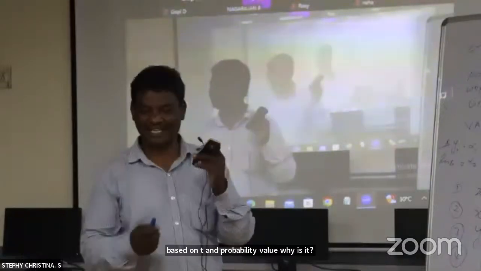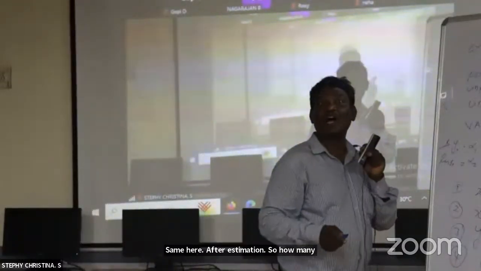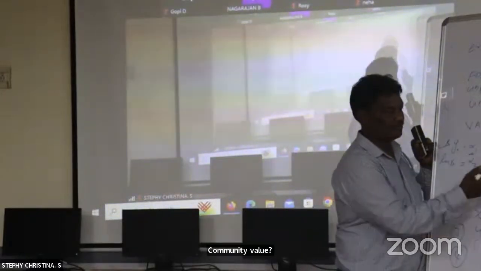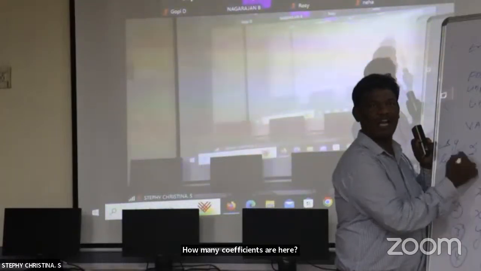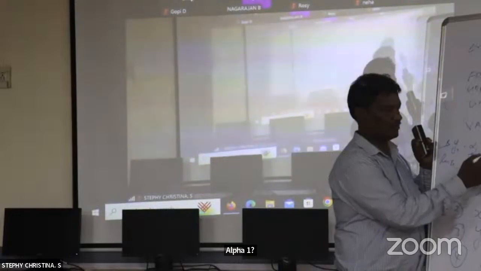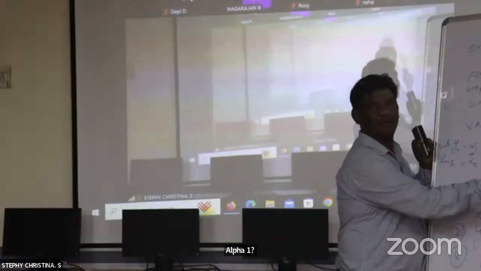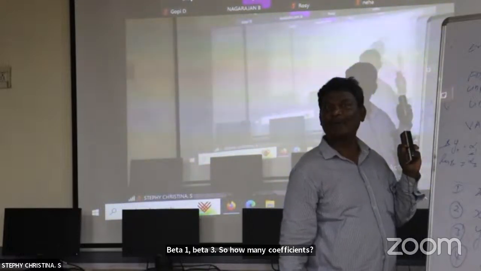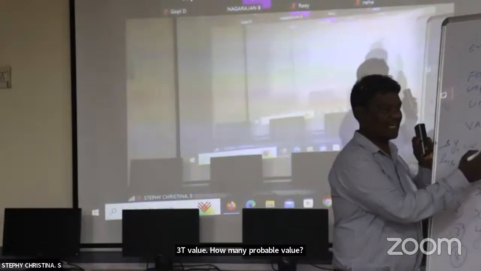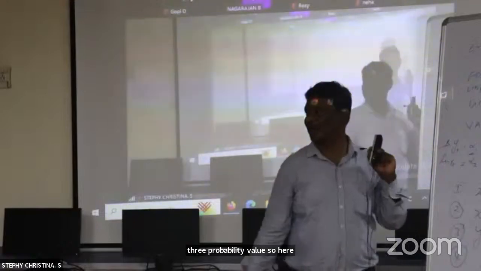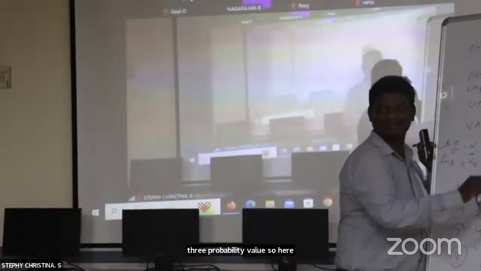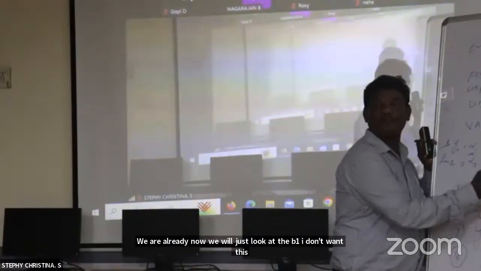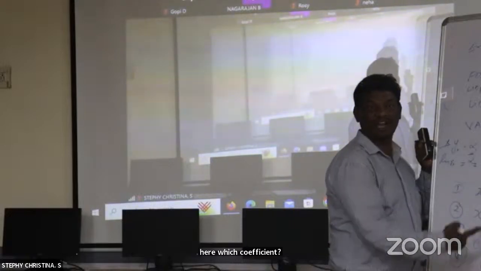Same here. After estimation, how many T values will you get? For alpha, how many coefficients are here? Alpha 1, beta 1, beta 3. So how many coefficients? 3 coefficients. How many T values? 3 T values. How many probability values? 3 probability values. But we are worried now, we just look at beta 1. Now here, which coefficient? Beta 3. So I want to see the T value of beta 3.